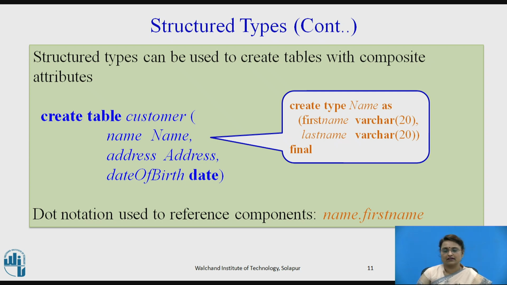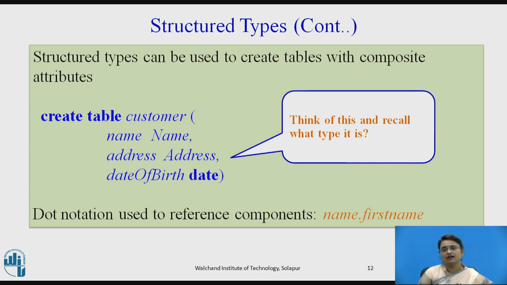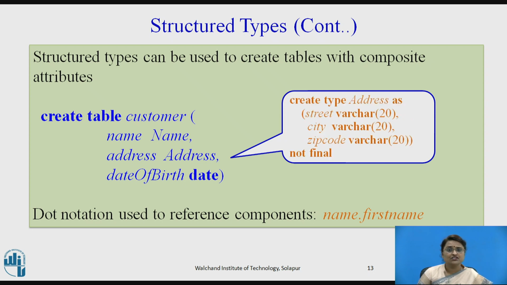Now similarly, think of this one and recall what type it is. Already we have seen this. What is the type of this? This is of type address. Why? Because we have already defined this structure type called address. Address is composed of street, city and zip code, right? So using these we can define the tables. We have taken name and address as the user defined types here.